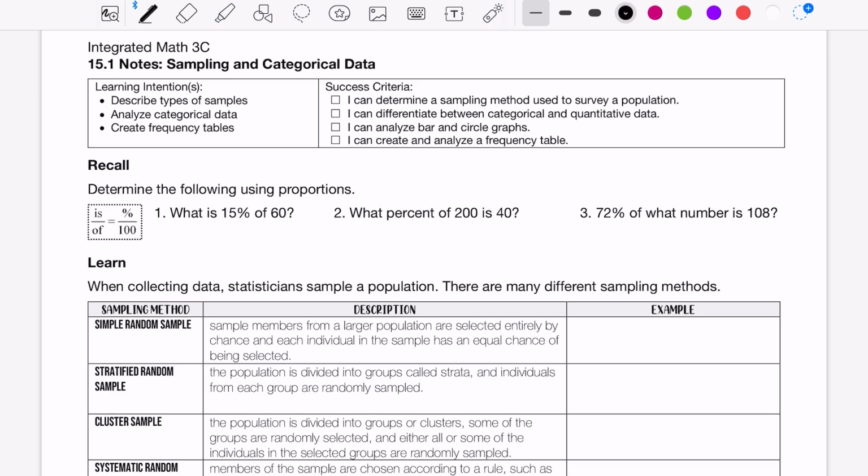All right, in today's lesson, we are going to determine sampling methods. We are going to learn the difference between categorical and quantitative data. We're going to analyze some graphs and we're going to work with some frequency tables.